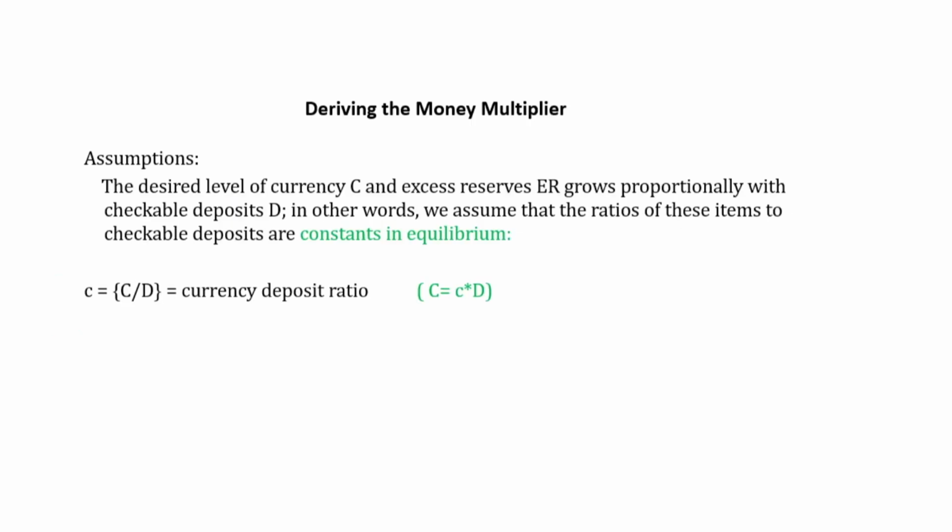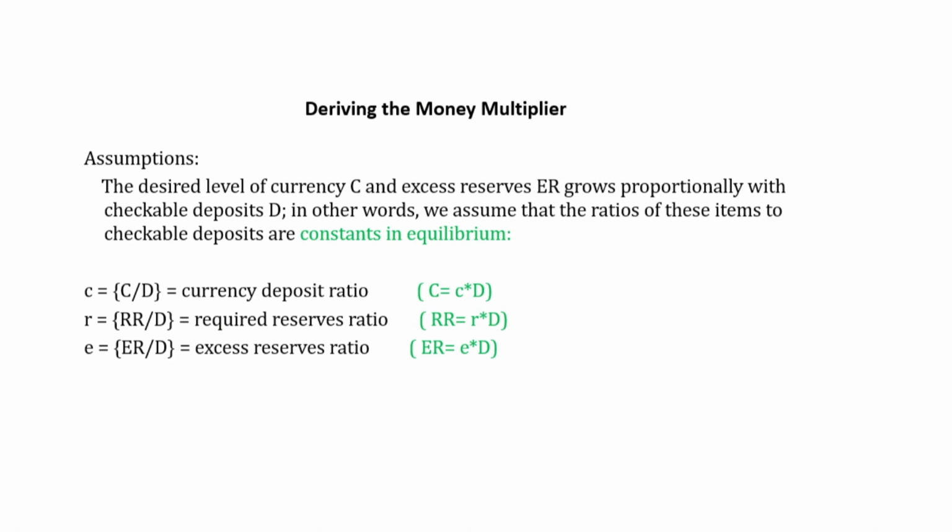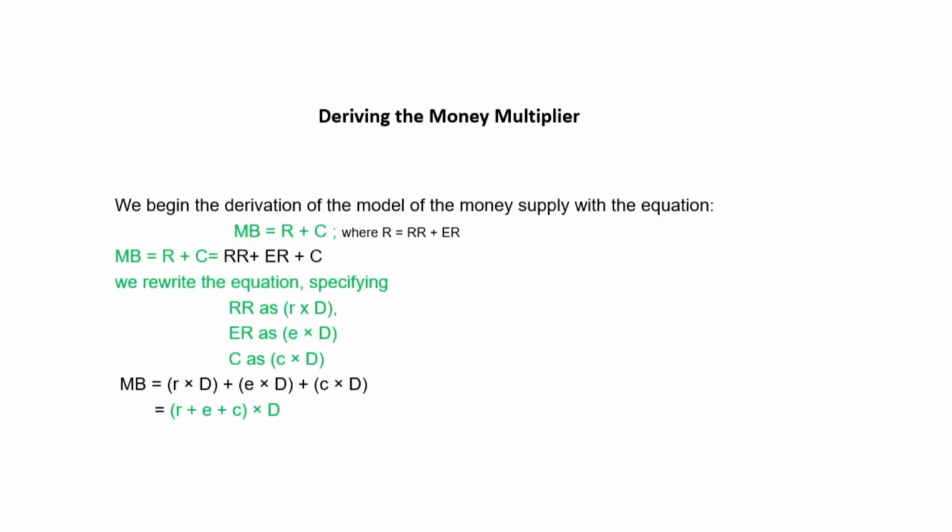In order to derive this, we can rewrite the ratios. The small letter c is the currency deposit ratio, that means the total currency divided by the total deposits in the economy. This is the required reserve ratio, that means required reserves as part of the total deposits. Then the excess reserve ratio is the excess reserves divided by total deposits. We can rewrite it this way as well, and this will be useful in deriving the multiplier formula.